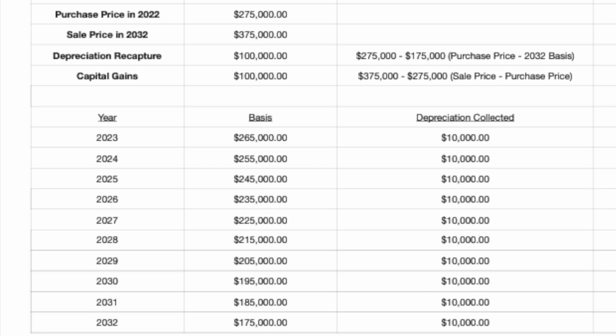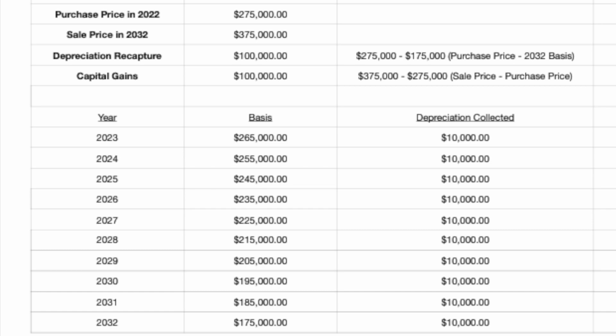Now, back to depreciation recapture. It's an expense that is paid after you sell a property. So the depreciation recapture tax that you're going to be paying is the difference between your current basis in the property and your purchase price. So I wanted to give you guys an example. Let's say you buy a property for $275,000. This becomes the basis for your property when you purchase it.